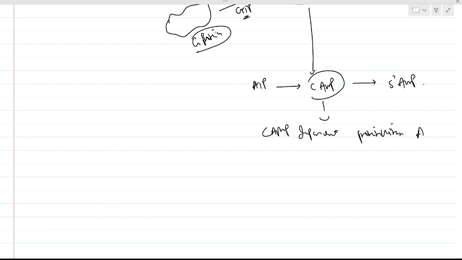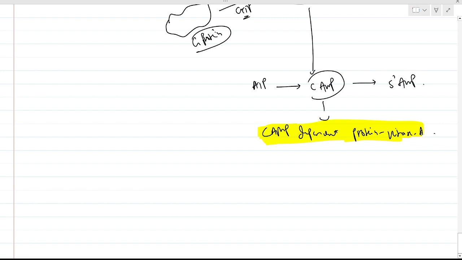cAMP dependent protein kinase A. Protein kinase A. This is the single most important product formed here. cAMP dependent protein kinase A is formed. Okay, what is its role here?